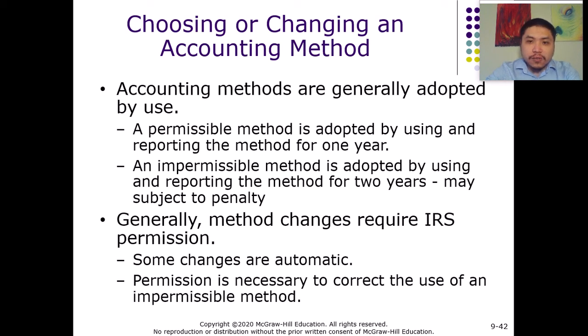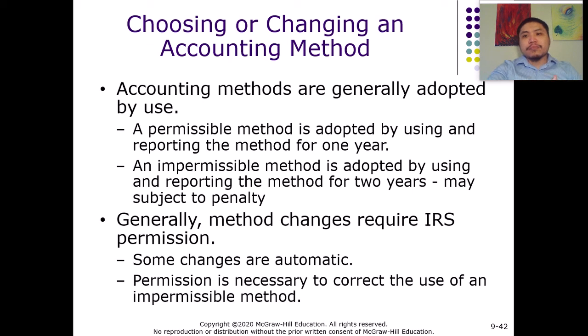So that's why there are what we call permissible methods and impermissible methods. A permissible method means an allowable method, meaning it is legal for the business to pick such a method to apply to their business, right? And an impermissible method just means that it is not allowed, but somehow the business either makes a mistake or intentionally applies the wrong method to recognize their tax, right?